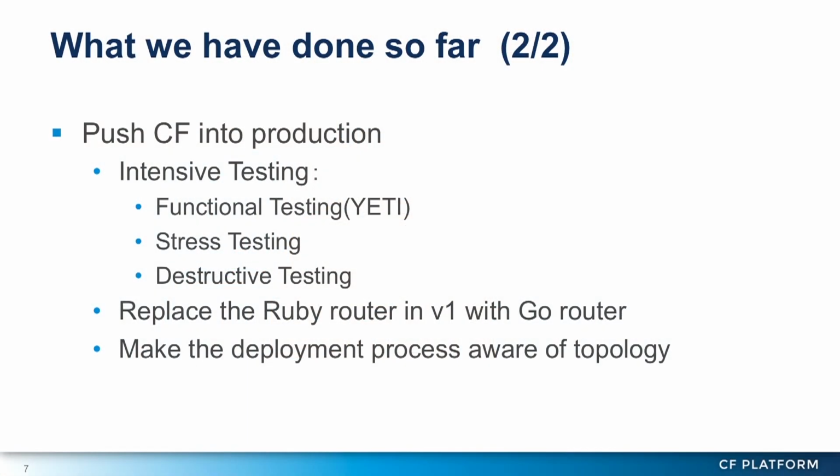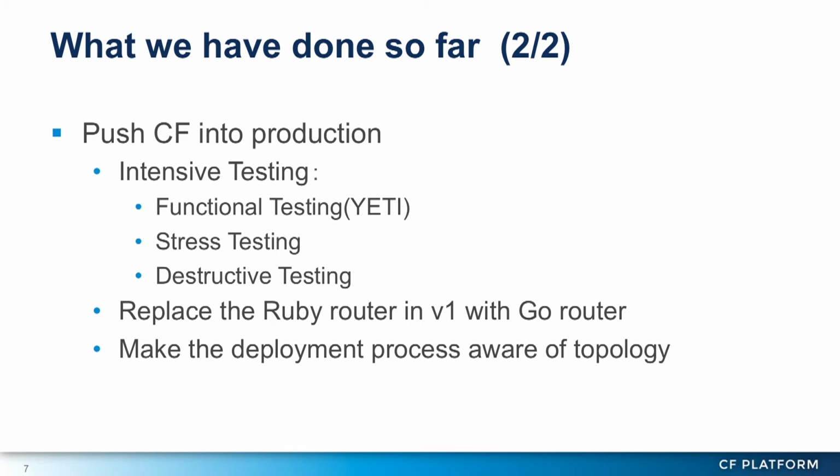Okay, this is another thing we are doing now. We are trying to make sure that Cloud Foundry is ready for production. It's not that it's not, it's just we have to make sure. So we did all kinds of testing: functional testing, stress testing, and destructive testing. As a result of those tests, we found that the performance of the router in version 1 of Cloud Foundry is not very satisfactory. So we replaced that with the Go router.